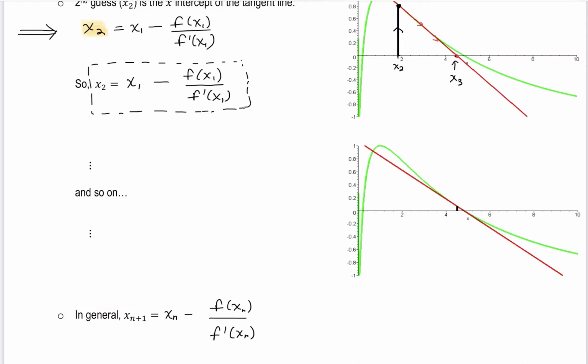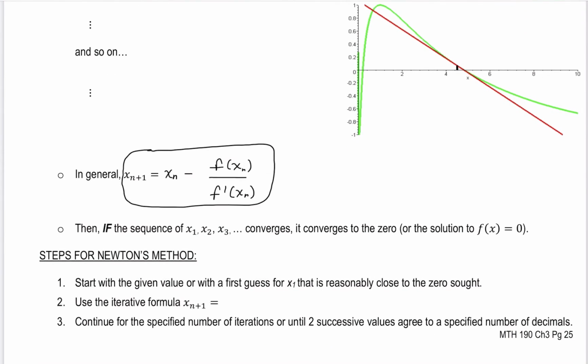And what we hope happens is what we were just seeing visually, is that the sequence of these x sub i's converges or is closing in on, getting closer and closer to the 0. So these are our steps for Newton's method. We're going to start with either a given value, or we may make a first guess, like using our graphing calculator, that's close, reasonably speaking, to the 0 we're trying to find. And then everything is based on this iterative formula right here. This is our formula for Newton's method.